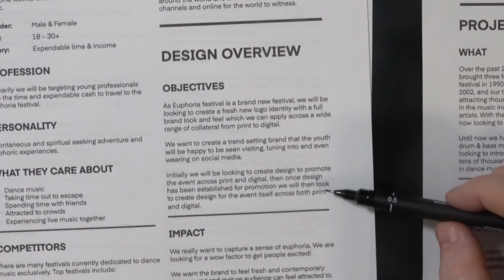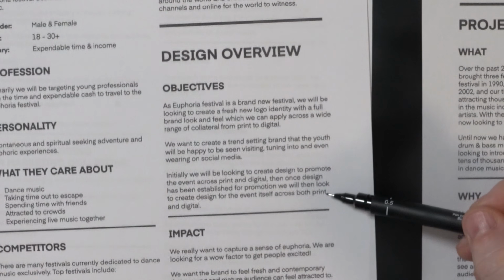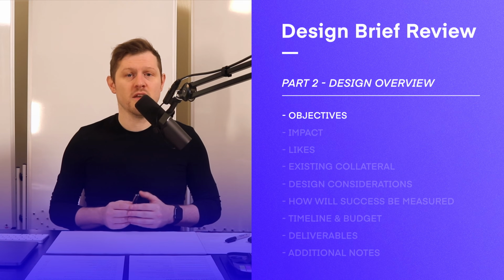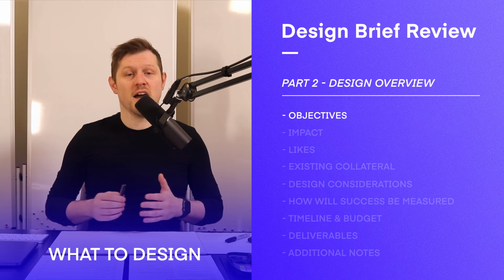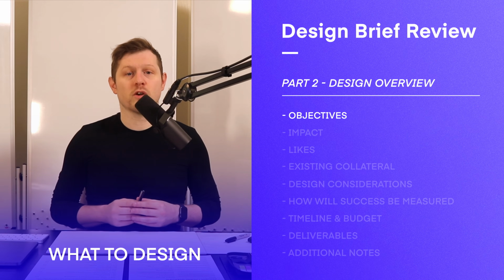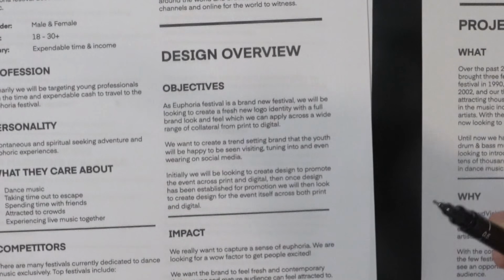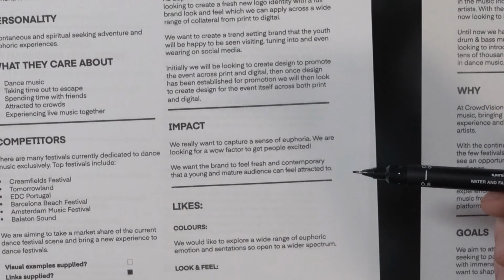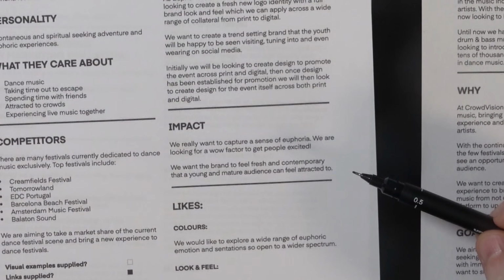Then once design has been established for promotion, we will then look to create design for the event itself across both print and digital. So the requirement for this project is broad. The first requirement is the logo identity, then the brand will need to be established, and once that is done, design will be required across all touchpoints for promotion and the event itself. Next we have impact, which reads, we are looking for a wow factor to get people excited. We want the brand to feel fresh, contemporary, that a young and mature audience can feel attracted to.